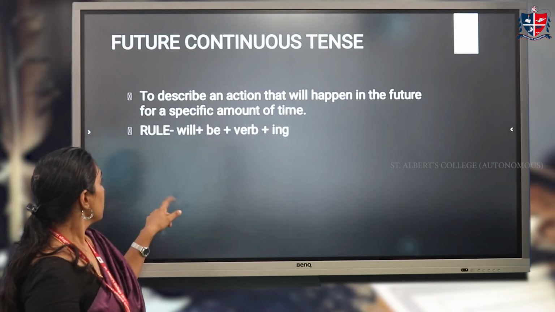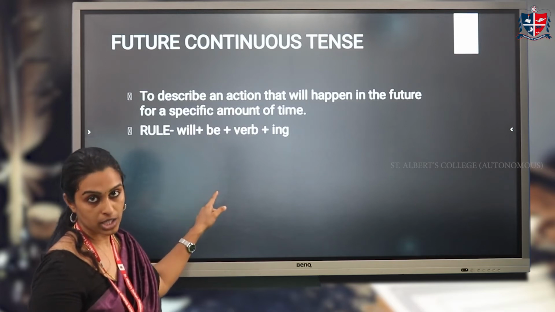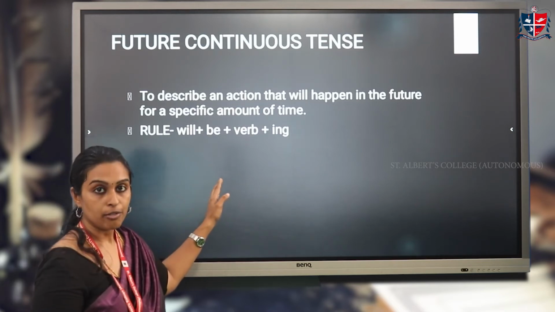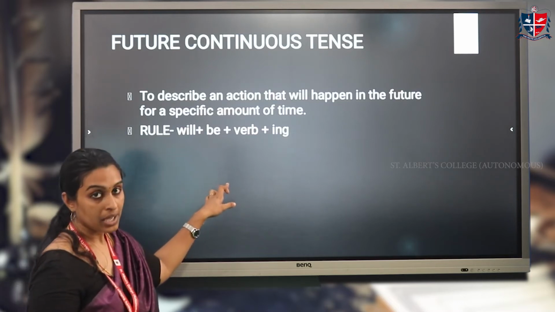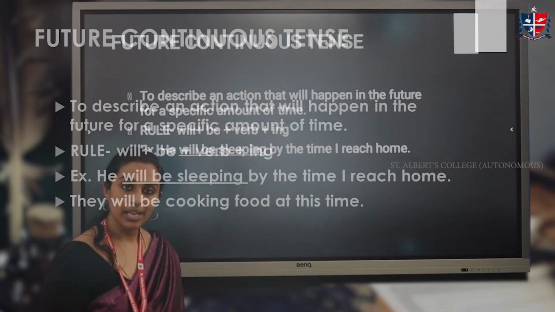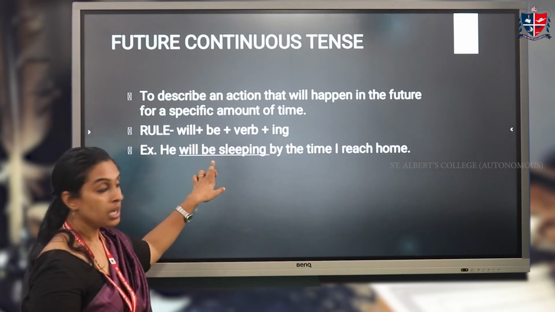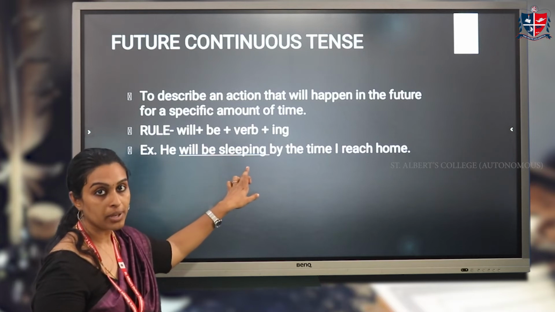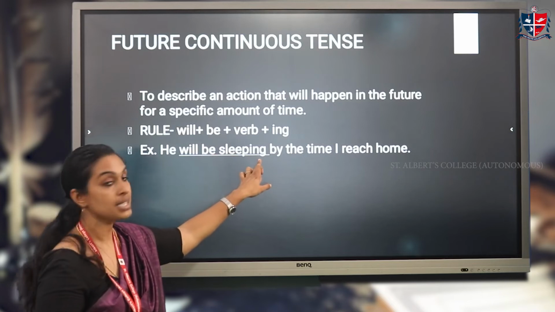Example, the rule is this, will. Will must always be there in all of the future tenses. Will plus be plus verb plus an ing form. Example, he will be sleeping by the time I reach home. See, the rule is applied here. Will plus be plus the verb. Here the verb is sleep and you need to add ing to it. Will plus be plus verb plus ing.